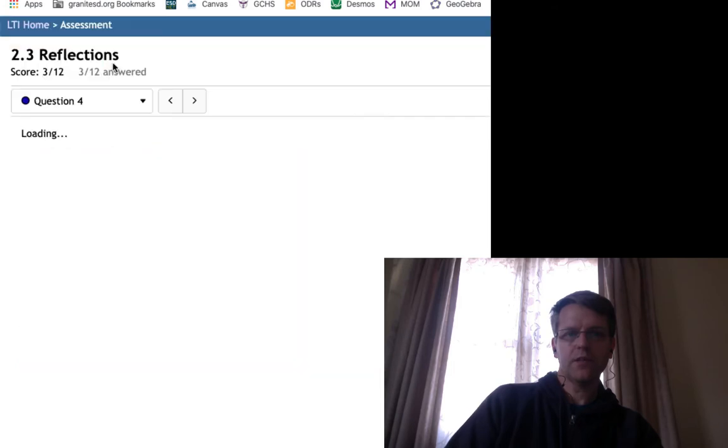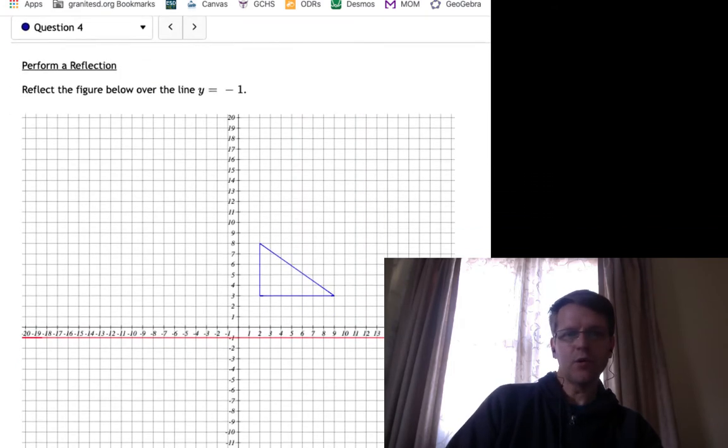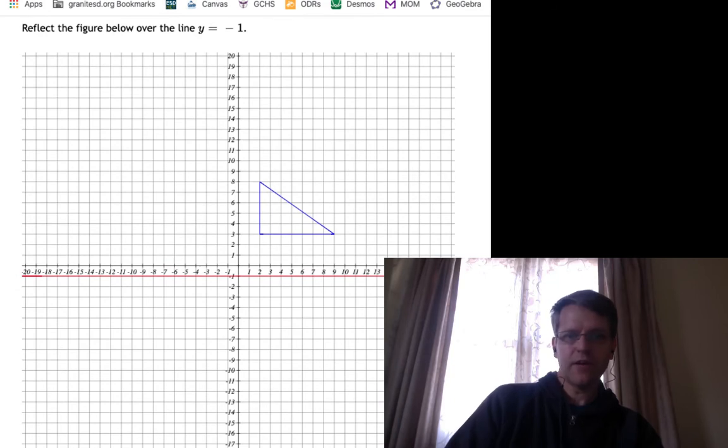Cool. Let's try the next one. Same thing, just notice that the line has now moved. So the line is now not on the x-axis, it's one below. So you're going to count from the red line. So from the red line, 1, 2, 3, 4. So I'm going to go 1, 2, 3, 4 down.